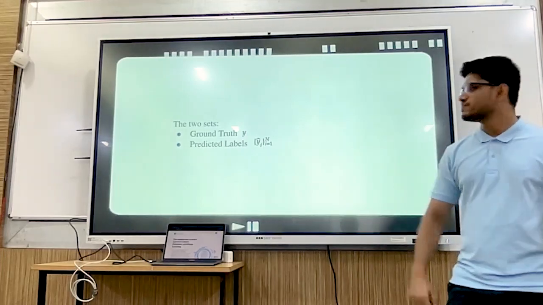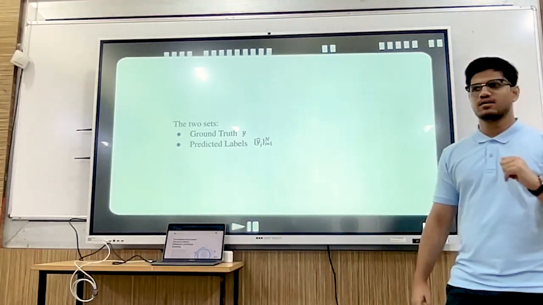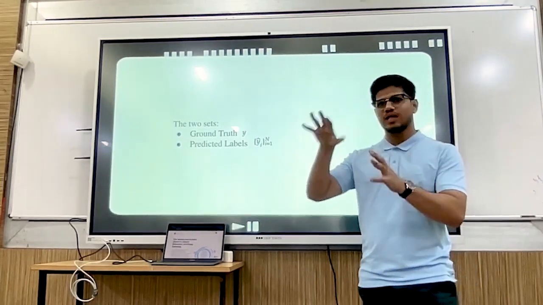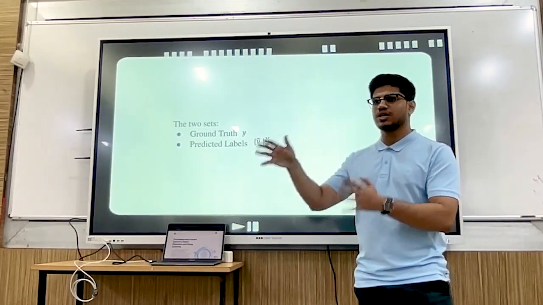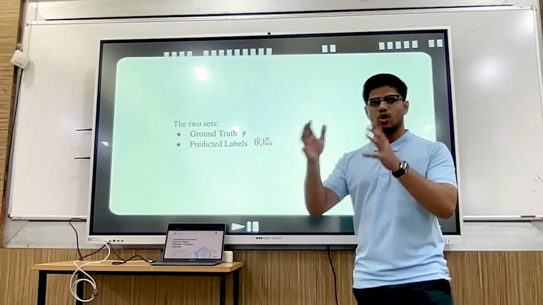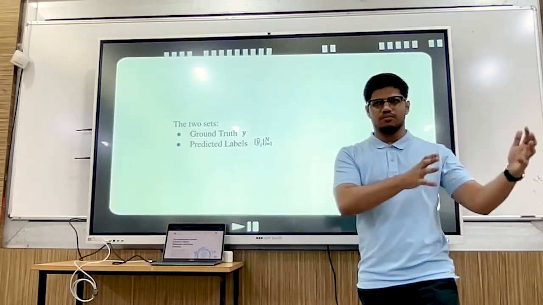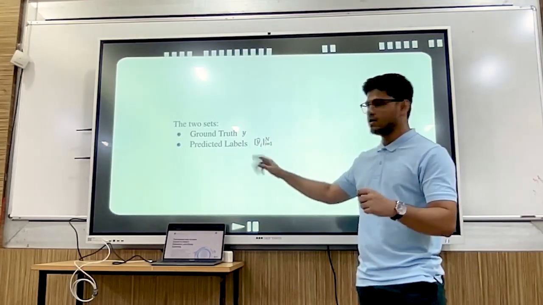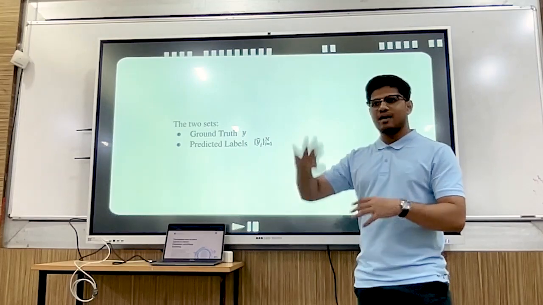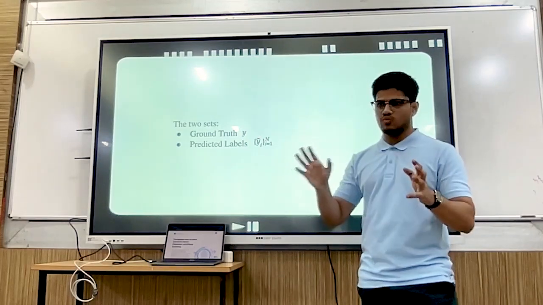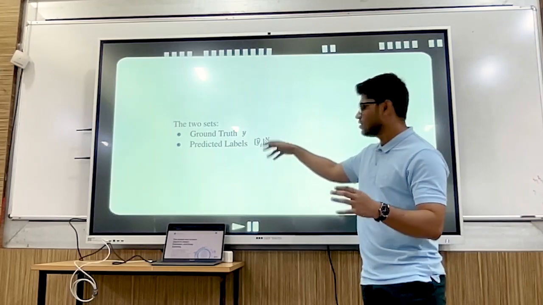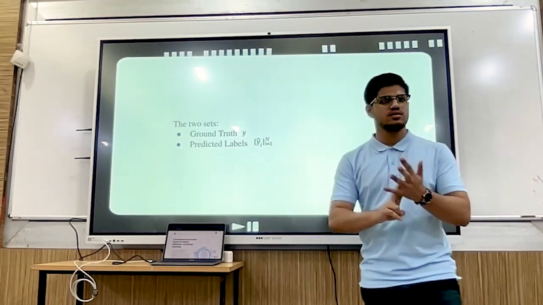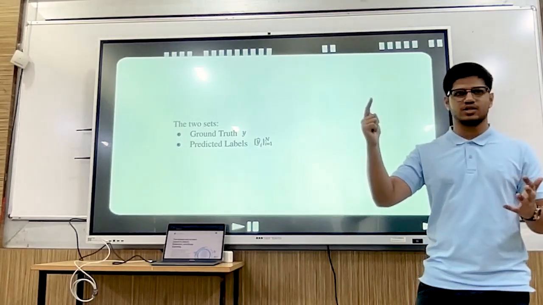So what if we do this? We say that the two sets are the ground truth, the actual truth, whether an object is present in an image, whether a dog is present in the image or a bird or a cat is present in the image. That is your actual ground truth. And the predicted labels, that's y hat. So you have two things, the two sets: the ground truth and the predictions.